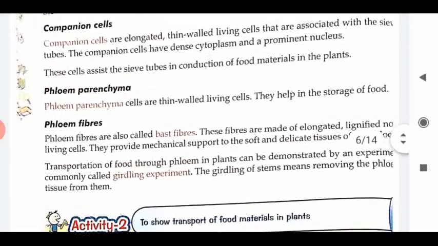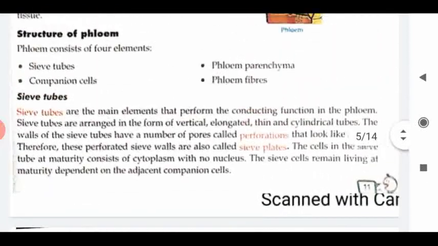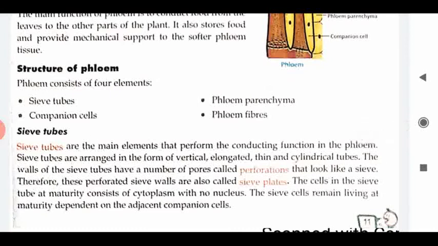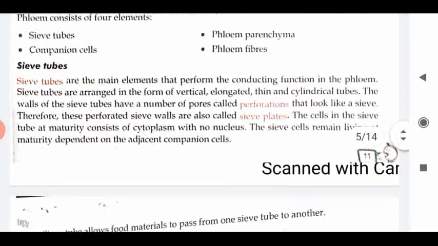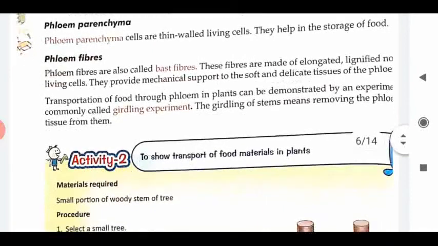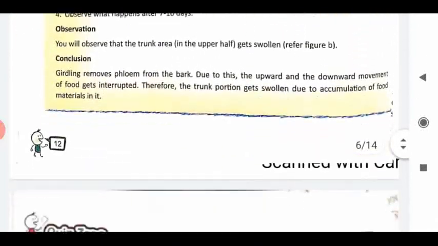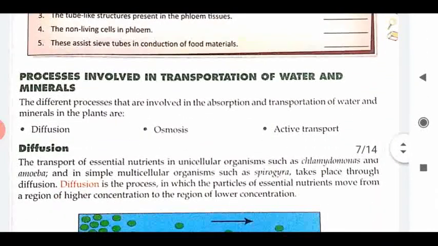So we have studied the structure of phloem and the four elements of phloem. Now in the next video we will study the processes involved in the transportation of water and minerals. We will discuss diffusion, osmosis and active transport.